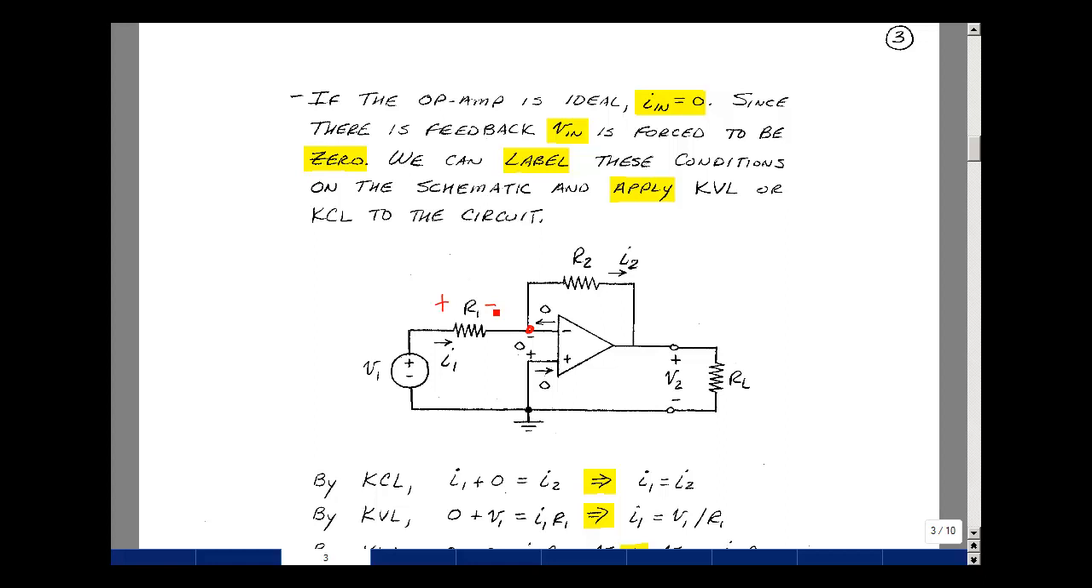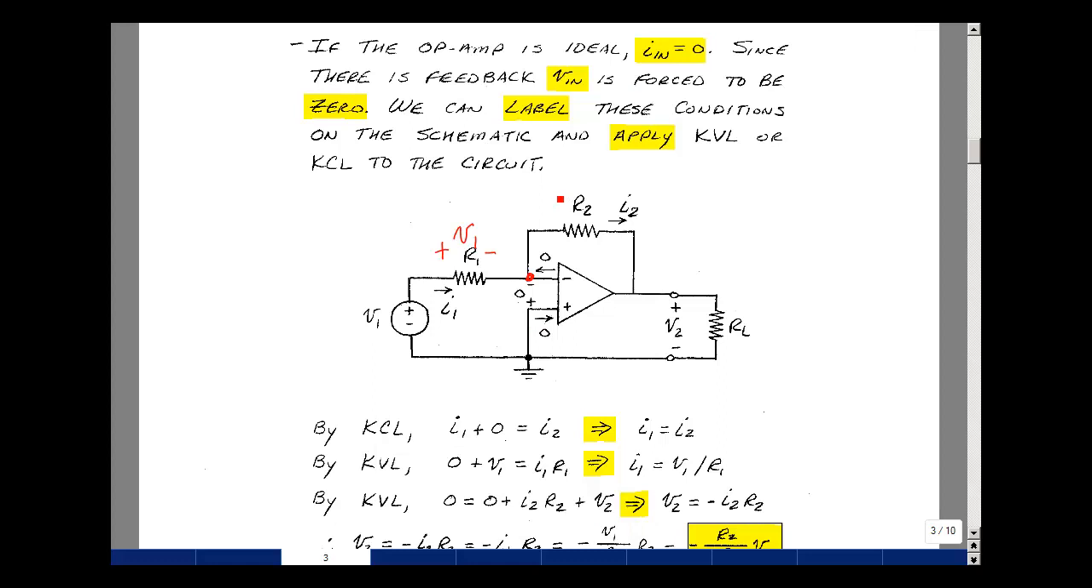So let's go around the loop and add up the rises in voltage and set them equal to the drops. So here's a rise in voltage of 0, a rise in voltage of V1, and then a drop of I1 times R1. That implies that I1 is V1 over R1. In other words, this is the voltage V1 because of the 0 volts that's here.